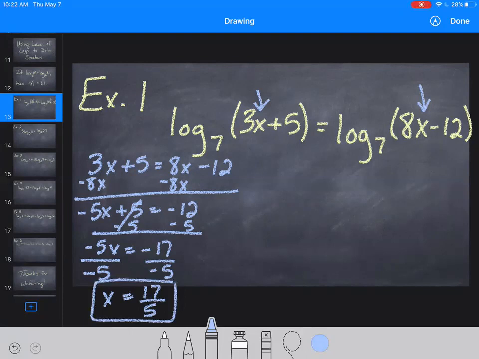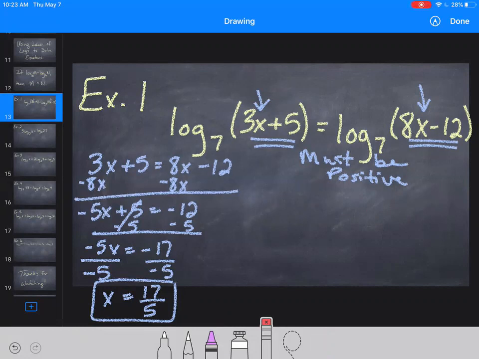Now, if you remember, whenever we have a polynomial, we can't have a negative number inside the argument because we're not allowed to take the log of a negative number. So I'm going to plug that 17 fifths back in for my x's and see what that gives me, because as long as it's a positive argument, we know that it's going to work. So remember, the argument, the whole thing, must be positive. So now I'm going to plug it in.